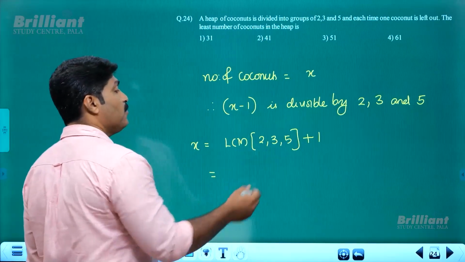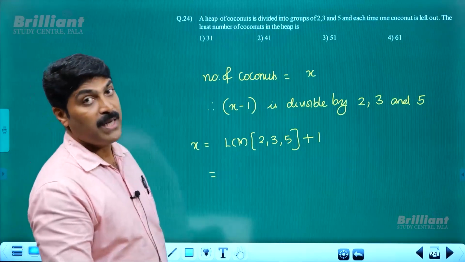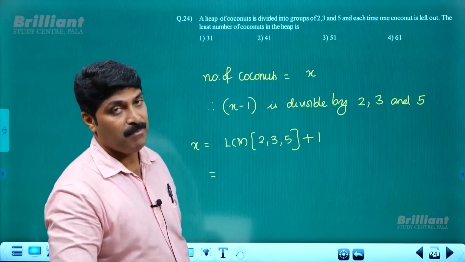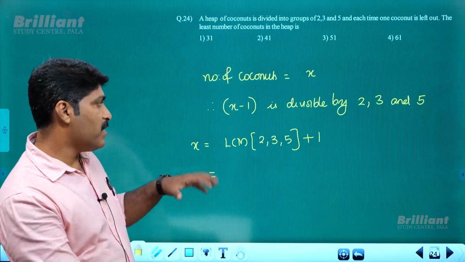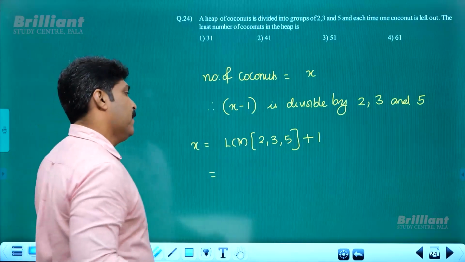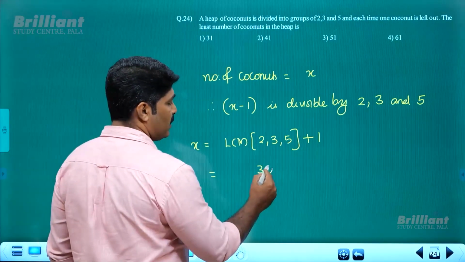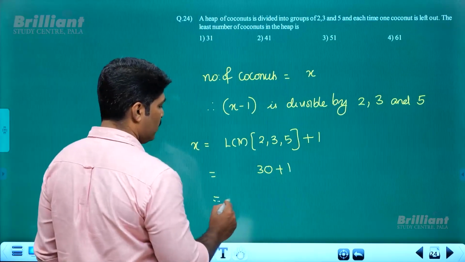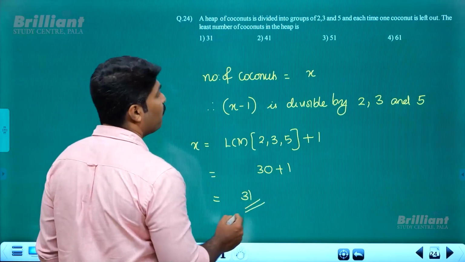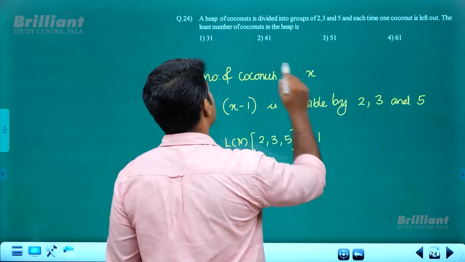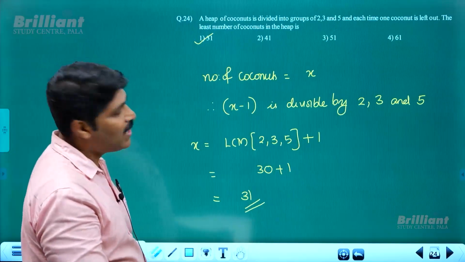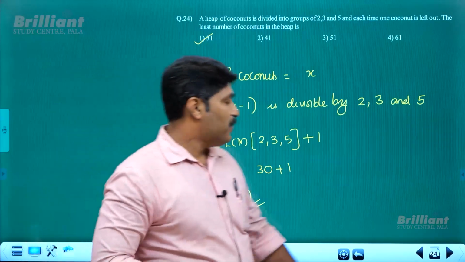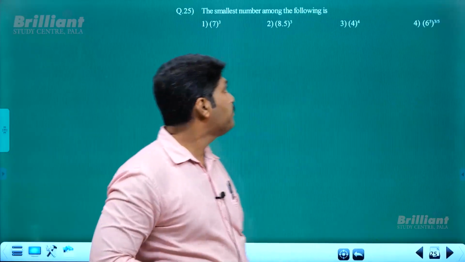Here we know that 2, 3, and 5 are three prime numbers. They don't have any common factor, hence their LCM is nothing but their product itself. So what is the product of these three values? That is 30. This is 30 plus 1, which is equal to 31. So the answer, the least such number, is equal to 31, and the answer is option 1. Now move to the final question of this set.